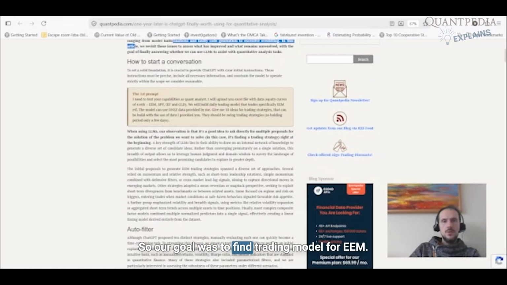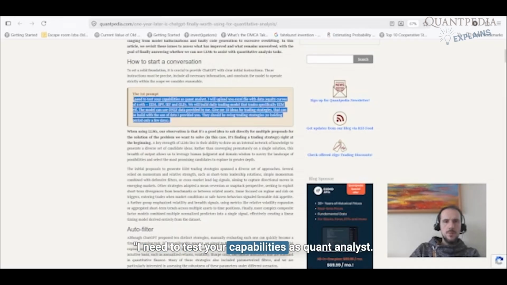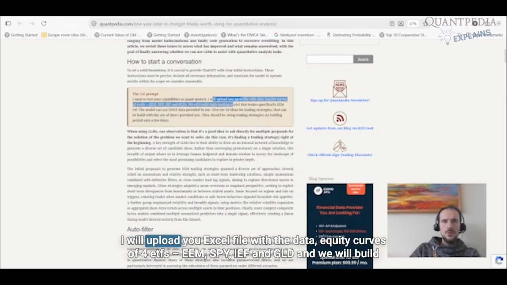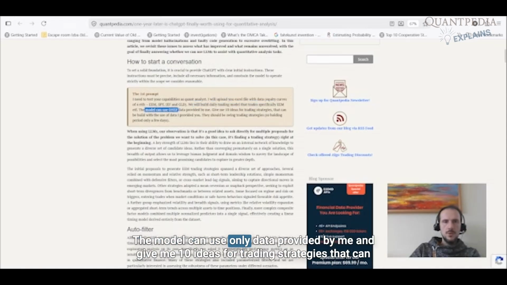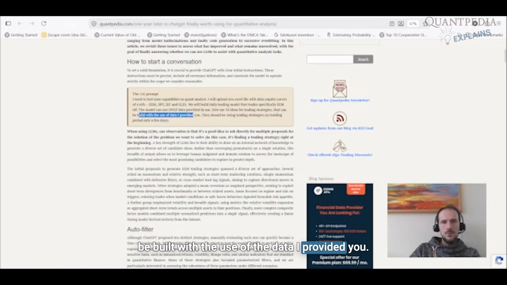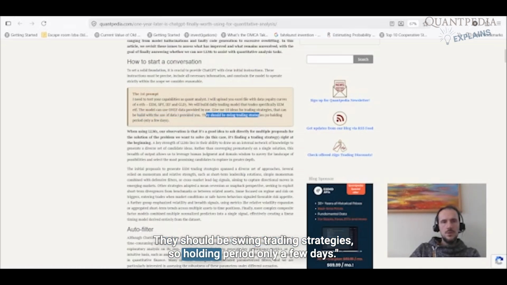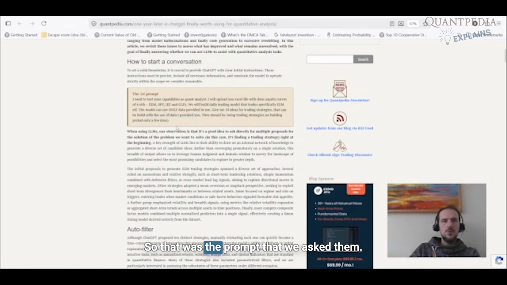Our goal was to find a trading model for EEM, the emerging market ETF. So the prompt looked like this. I need to test your capabilities as a quant analyst. I will upload an Excel file with the data, equity curves of 4 ETFs: EEM, SPY, EFA, and GLD. And we will build a daily trading model that trades specifically the EEM ETF. The model can use only data provided by me. Give me 10 ideas for trading strategies that can be built with the use of the data I provided. They should be swing trading strategies, so holding period only a few days. So that was the prompt that we asked.